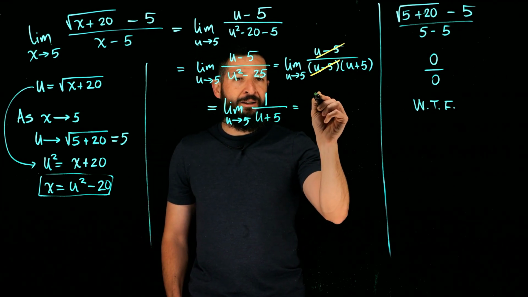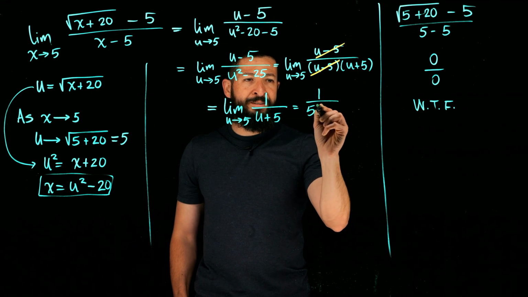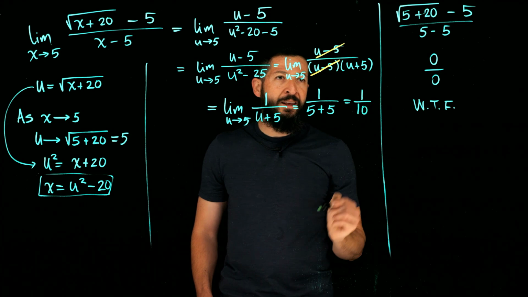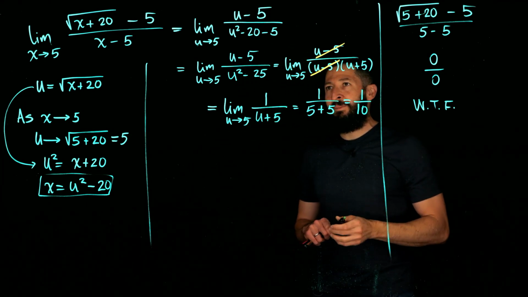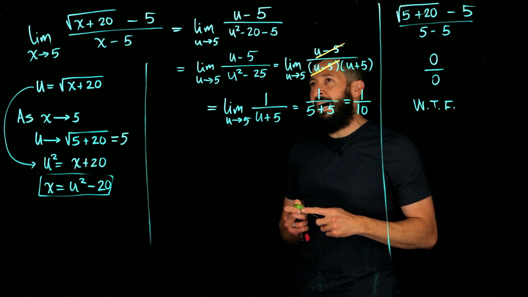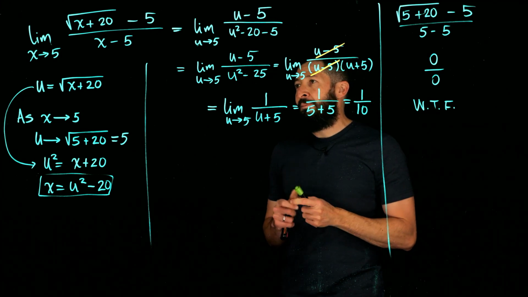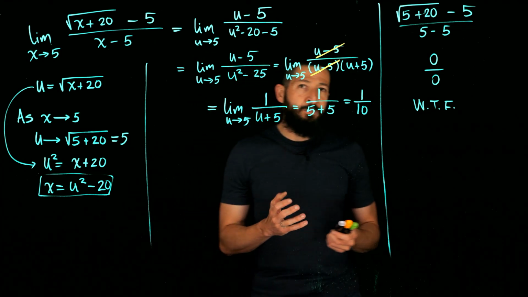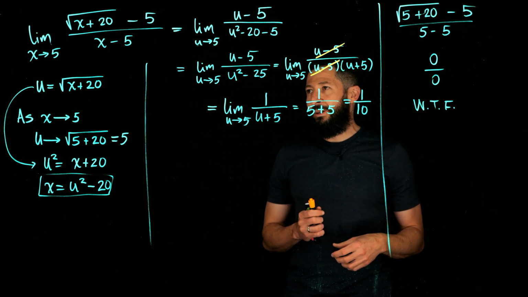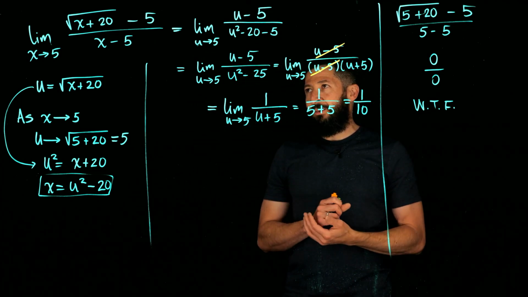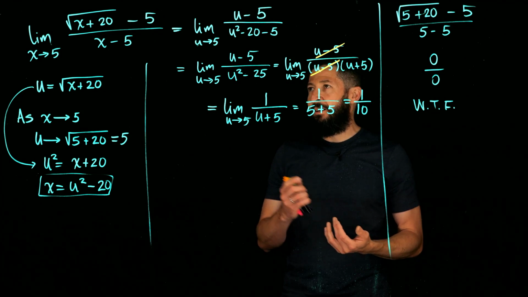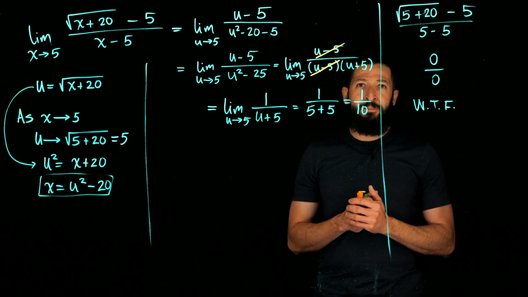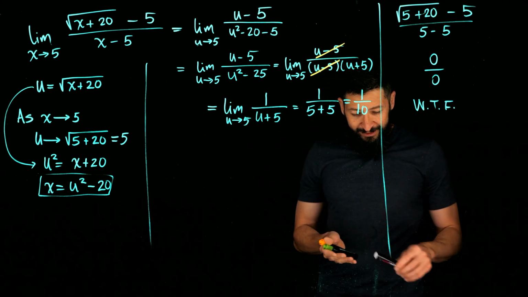And here we get 1 over 5 plus 5 by computing the limit, which is 1/10. So that's another way of computing these limits that doesn't involve doing the conjugate, but it does require a u substitution. But it depends whether you're more comfortable doing this or doing your conjugate there. So there's 2 options, so you can pick which one you prefer. All right.